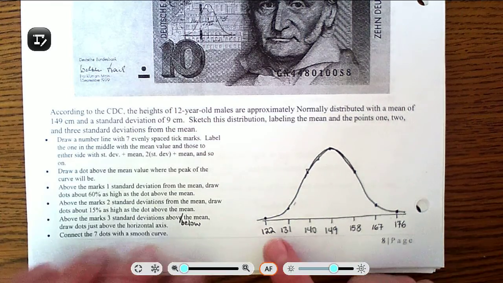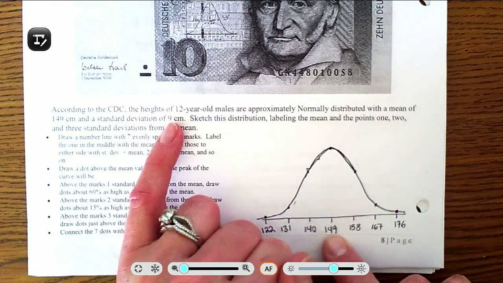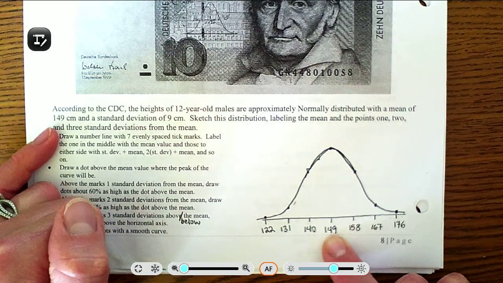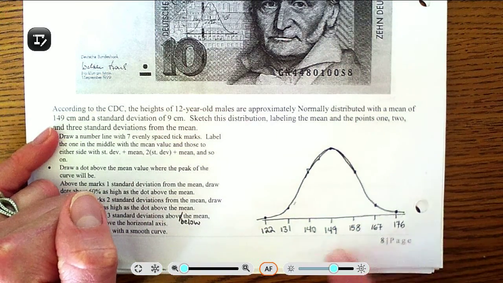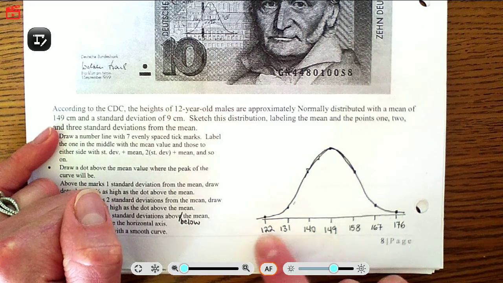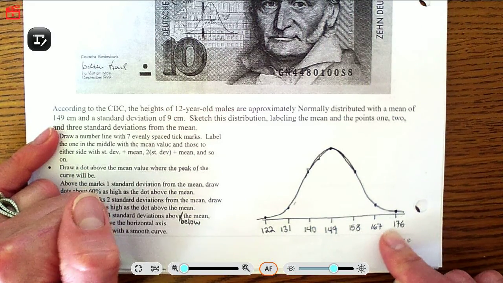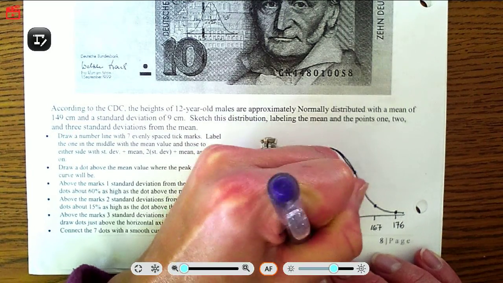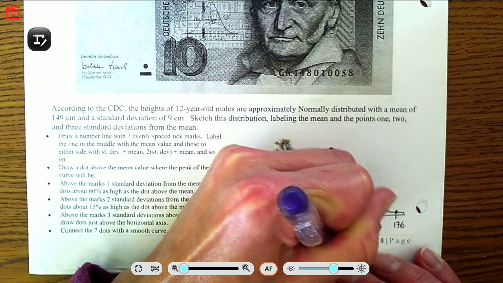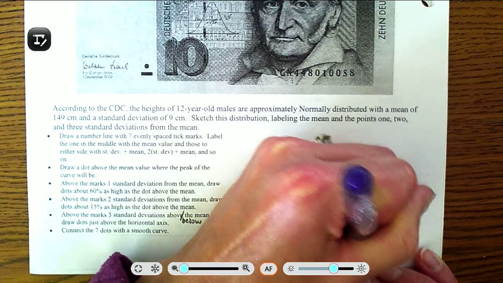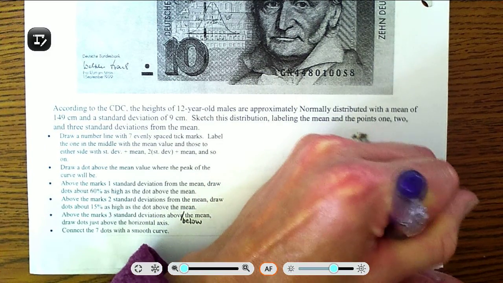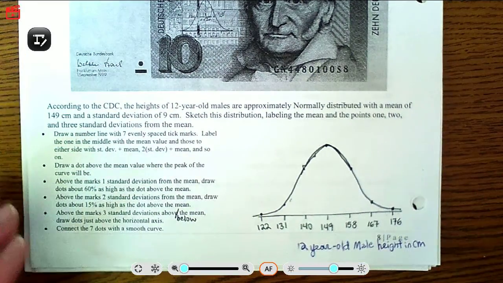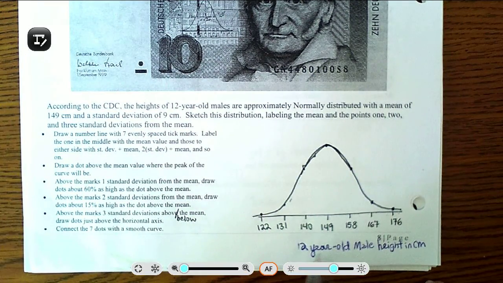So we start with a tick mark in the middle for 149 centimeters, and then we count up 9 centimeters and down 9 centimeters for all these tick marks. And then after that, we can put a label.